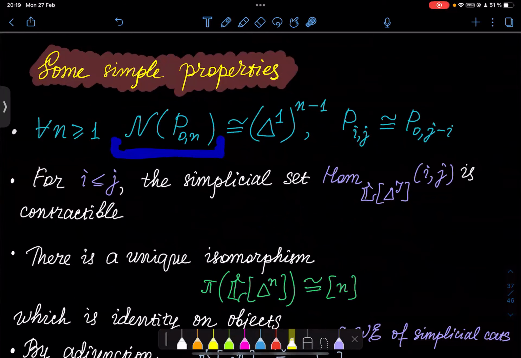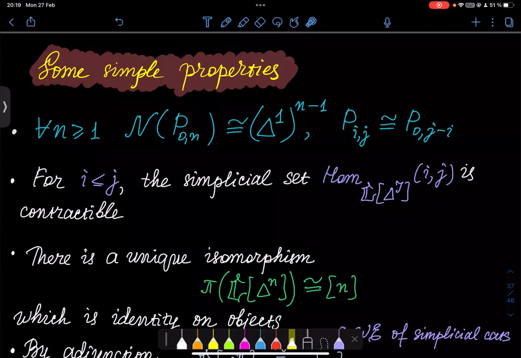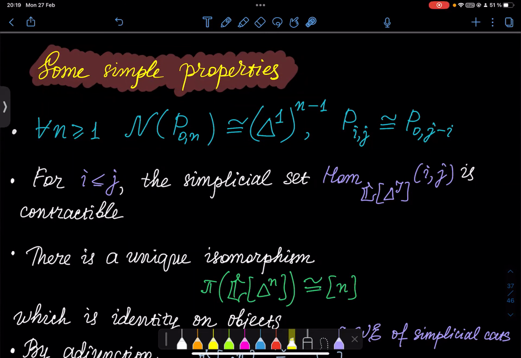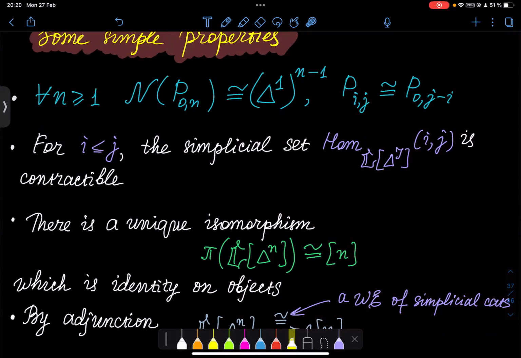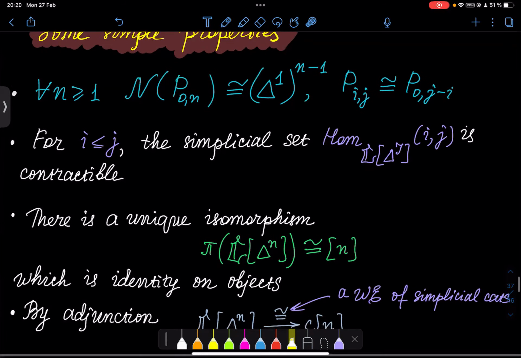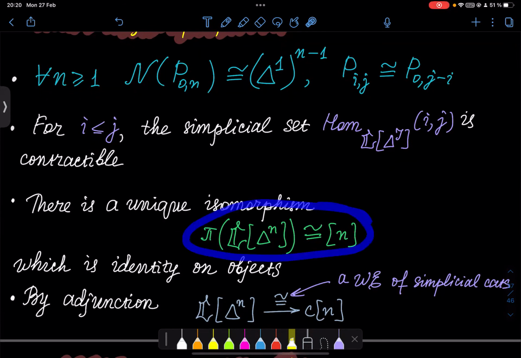Okay, and some simple properties. The nerve of this, I don't know, spine in some sense, is just a cube, and also each simplicial set is contractible. This is because you can find initial objects in this category. So then the nerve will be, of course, a contractible space. And also there is a unique isomorphism, since the definitions of pi and h are the same.